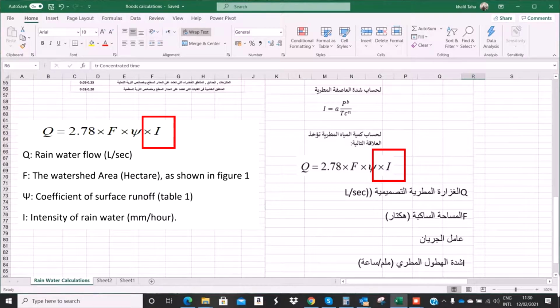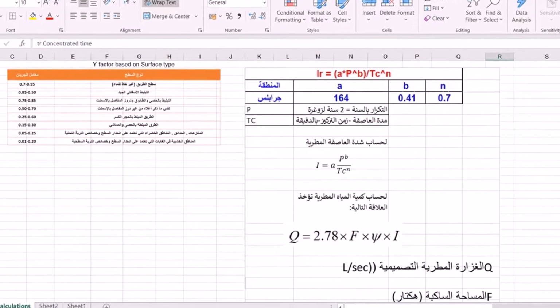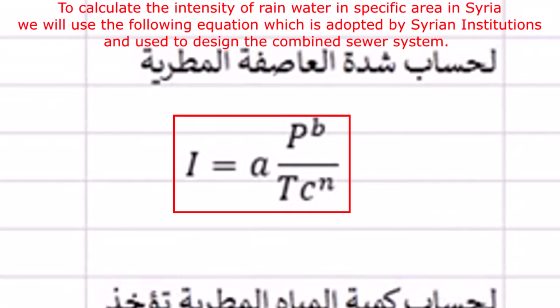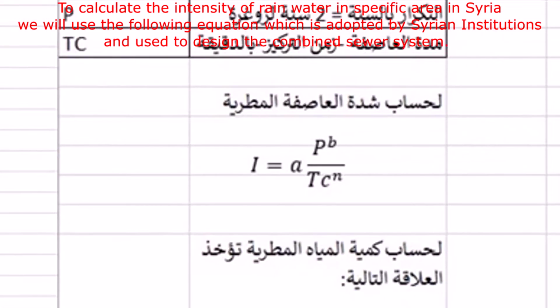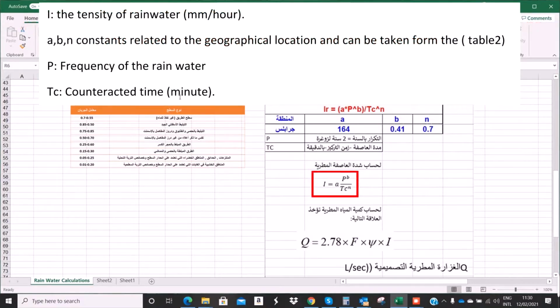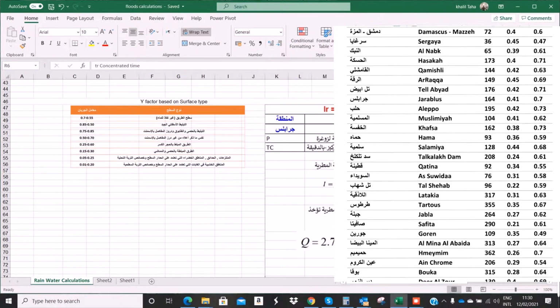And how can we identify the intensity of the rainwater? For the intensity of the rainwater, there is a fixed equation. I will use this equation. This equation consists of four parameters. The first one, A, depends on the location, where your camp is, where you are now in Syria. And there is another sheet based on the location. You can get these fixed figures, A, B, N. I'm assuming I'm here in Jarablus now.